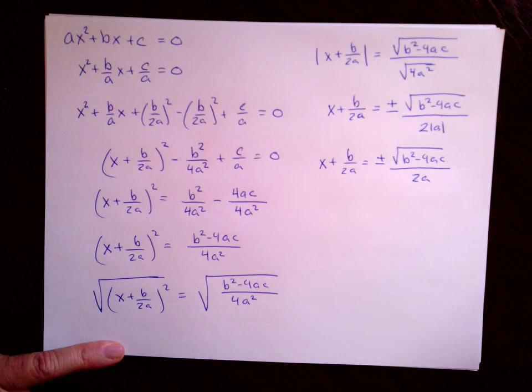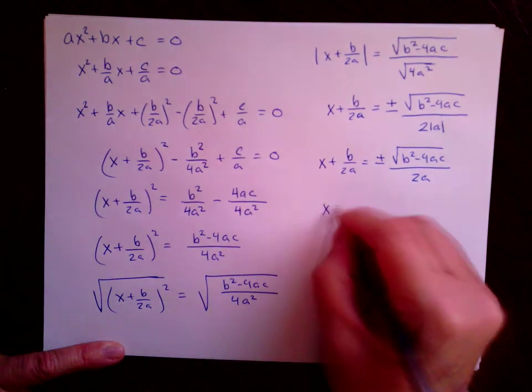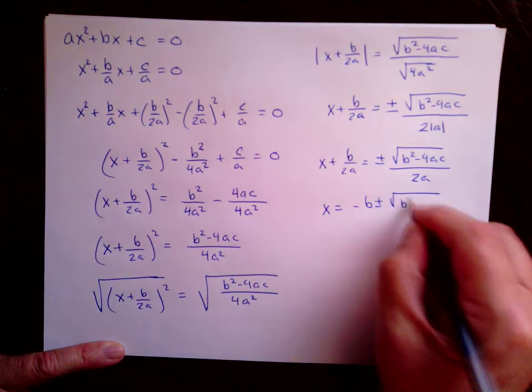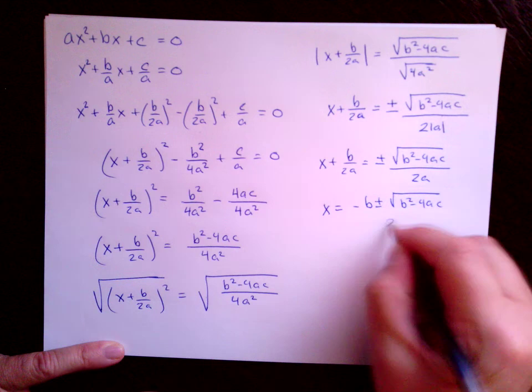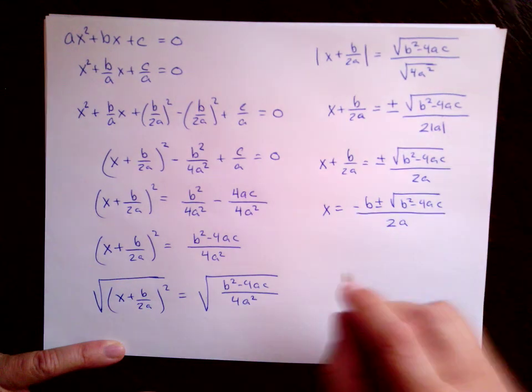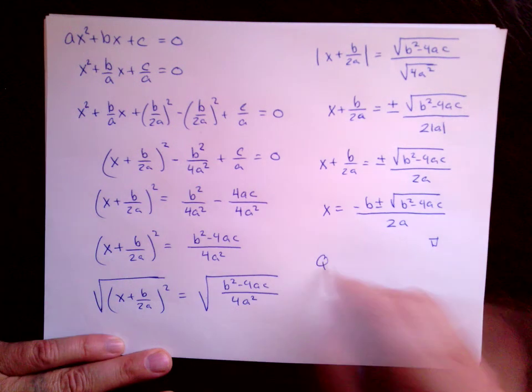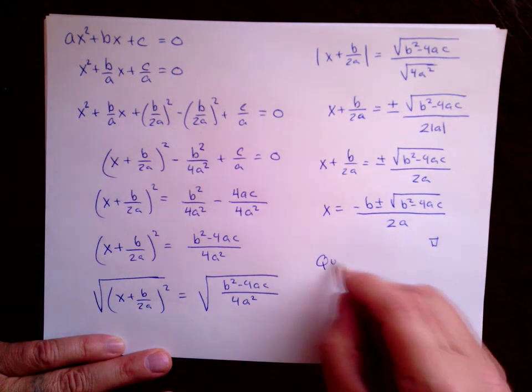Anyway, I'm going to subtract b over 2a. And I have the quadratic formula. Done. In the form that we normally present it.